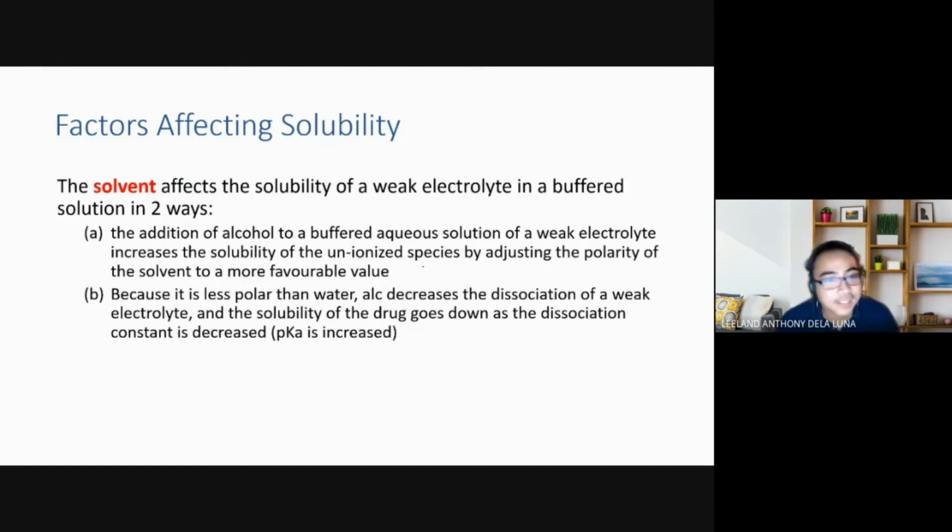Okay, so the solvent affects the solubility of a weak electrolyte in a buffered solution in two ways. Okay, so the addition of an alcohol to a buffered aqueous solution of a weak electrolyte increases the solubility of the unionized species by adjusting the polarity of the solvent to a more favorable value. I'll talk in more detail about this next meeting. Okay, wag nating masyadong pag-isipan to, pero gusto ko lang malaman ng class na if you want to increase the solubility of an acid, then make your solvent basic. Or vice versa. A weak base solute, you want to dissolve it, make sure, class, that your solvent is an acid or acidic kahit paano.